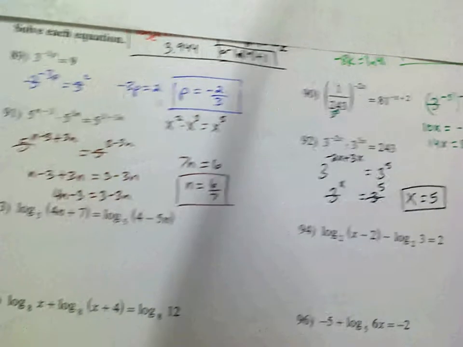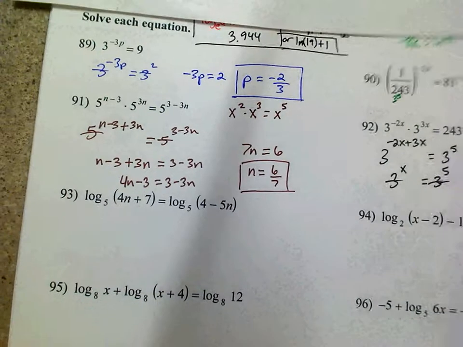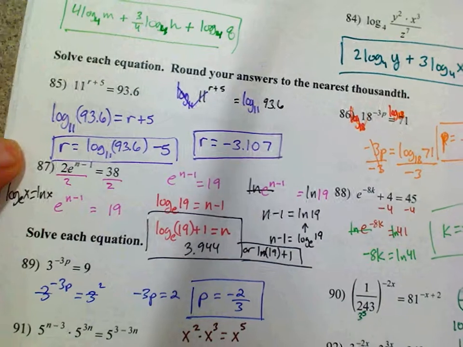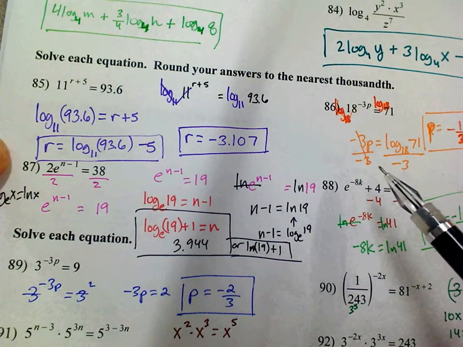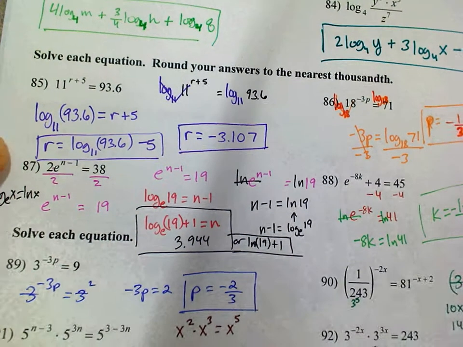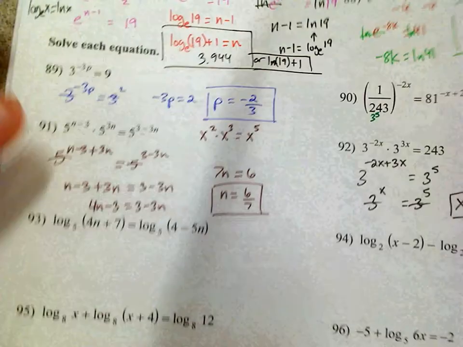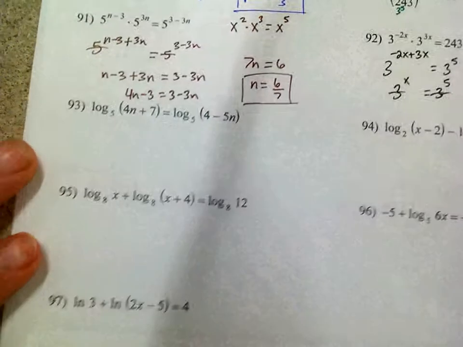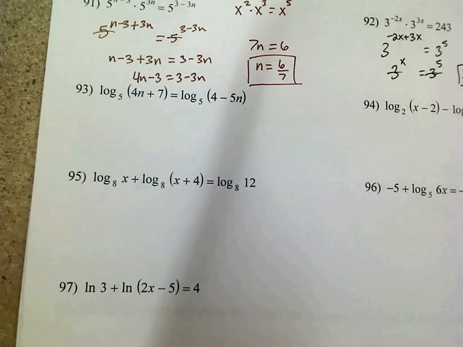So, alright, that's it for exponential equations. You've got the kind where you're going to have to convert to logarithms, or use logarithms to cancel out exponentials. And you've got the kind where they have the same bases, and you can just rewrite them and solve using the properties. Alright, 93.